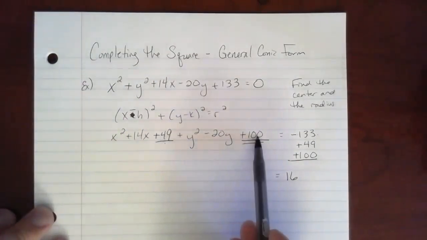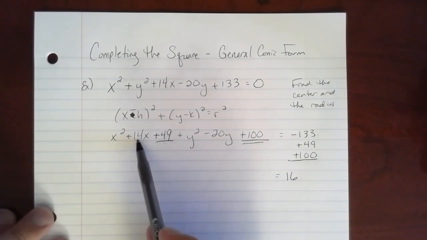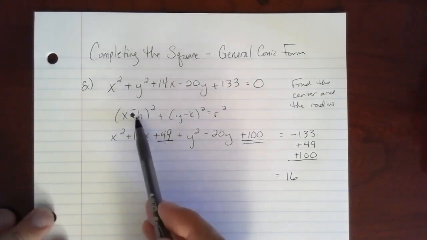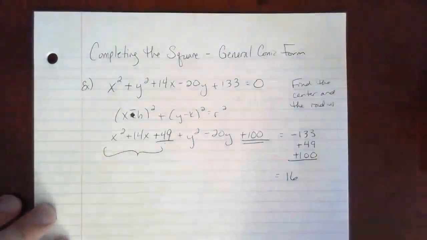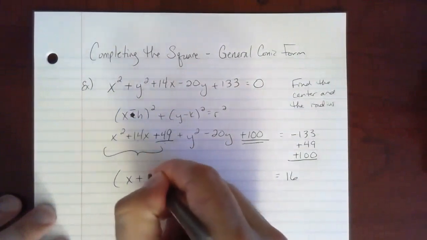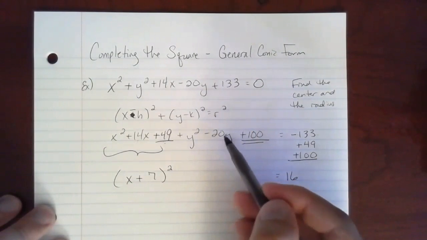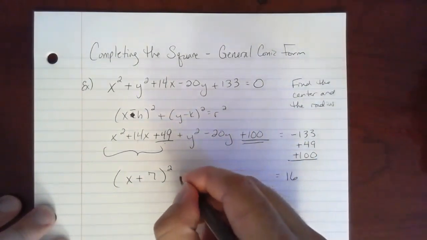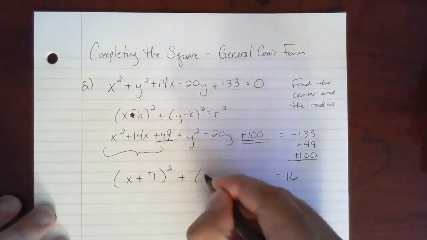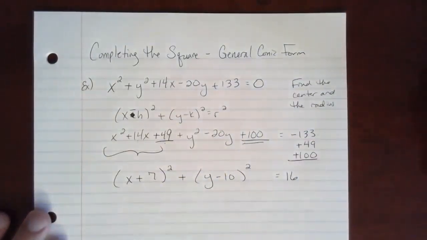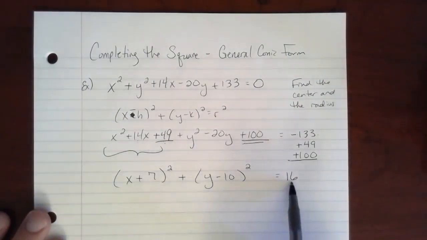Whenever we had this form, whatever half of that middle term was, so like here the 14, half of that was positive 7, that was what the h part ended up being. This whole piece here is just going to be x plus 7, and we're going to square it. And then this part, half of negative 20, is negative 10. So we're going to get y minus 10 squared. This is our standard form. We have x plus 7 squared, we have y minus 10 squared, we have 16.